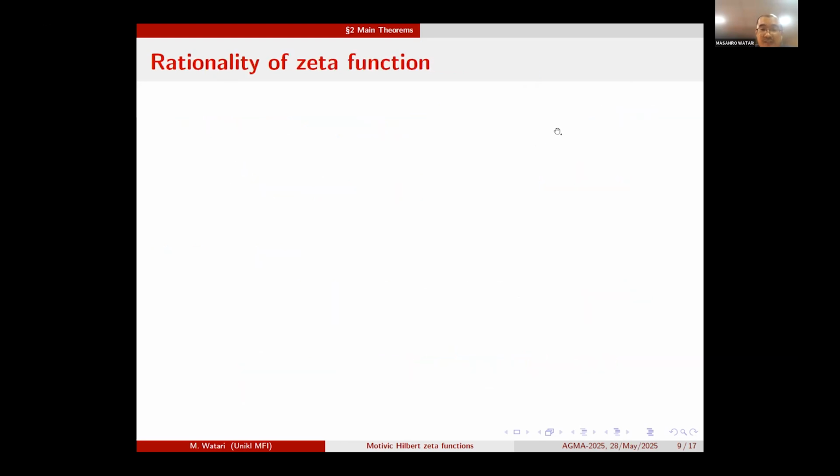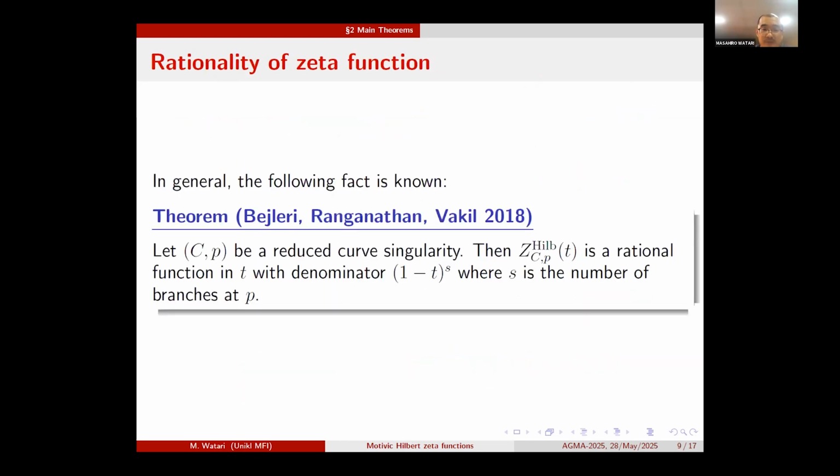So in general, the following fact is known. If (C, P) is a reduced curve singularity, then its Motivic Hilbert zeta function is a rational function in T, and its denominator is given by (1 - T) to the power s, where s is the number of branches at P. This fact is known.